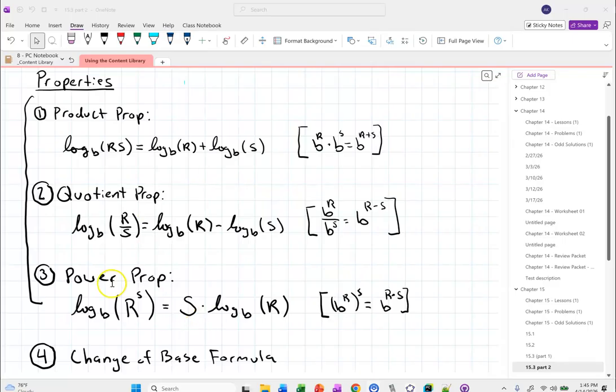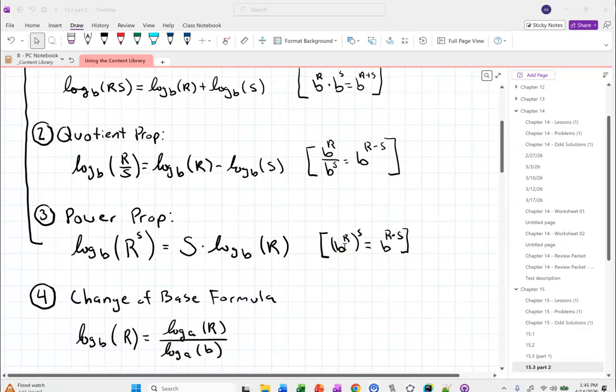The third one, the power property, says that if I have an exponent inside my logarithm, I can move that exponent out front of my logarithm as a coefficient. This is equivalent to the exponent of an exponent property for exponentials. Everybody feel okay so far? Okay.